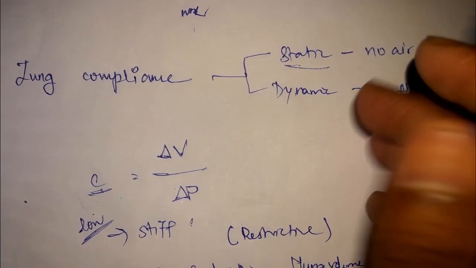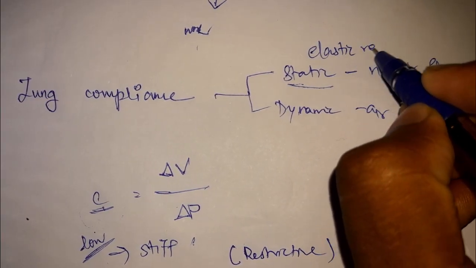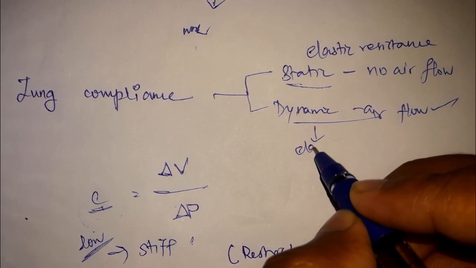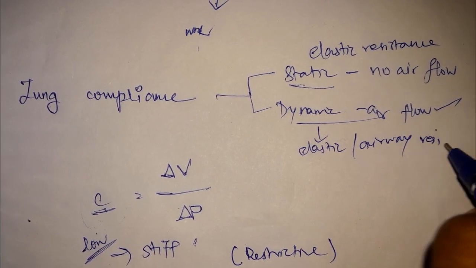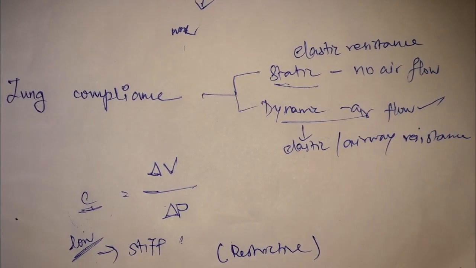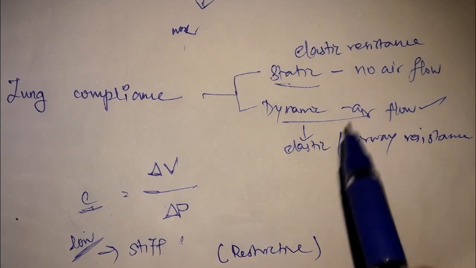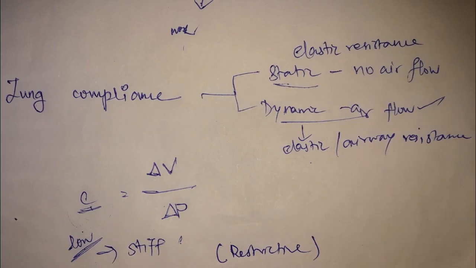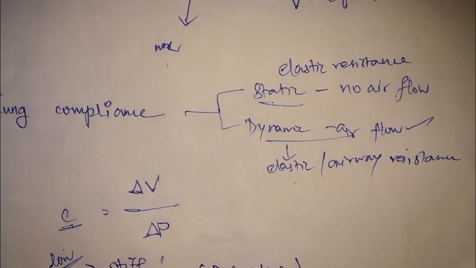During static measurement it only shows the elastic resistance of the lung. During dynamic measurement we can notice both elastic resistance as well as airway resistance. So we can measure these two. During static we measure only the elastic resistance of the lung and chest wall. In dynamic we notice the elastic resistance of the lung and chest wall as well as the airway resistance. For these two we have different formulas.